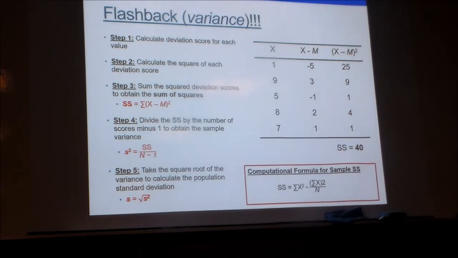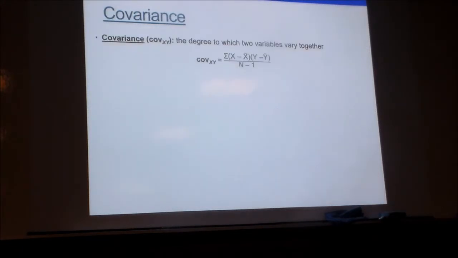Okay, and then we've got the computational formula that we talked about. So this is kind of conceptually what's going on, but this is a quicker, faster, easier way to calculate this thing. Okay, covariance. Now this is something that we haven't talked about.